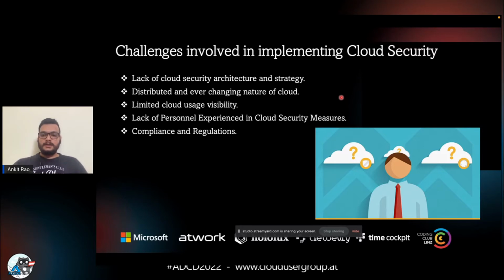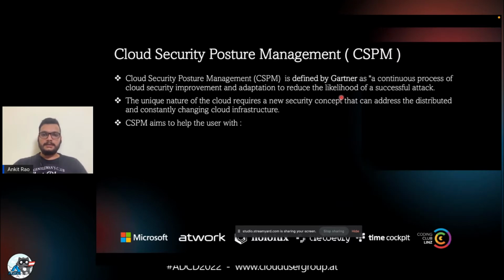So what next? What can we do to overcome these challenges? For that, cloud security posture management comes into the picture. Cloud security posture management basically answers all our challenges, and it is defined by Gartner as a continuous process of cloud security improvement and adaptation to reduce the likelihood of a successful attack. As I mentioned, it overcomes the unique nature of the cloud and introduces a new security concept that can address the distributed and constantly changing cloud infrastructure. So that's what CSPM comes up with.